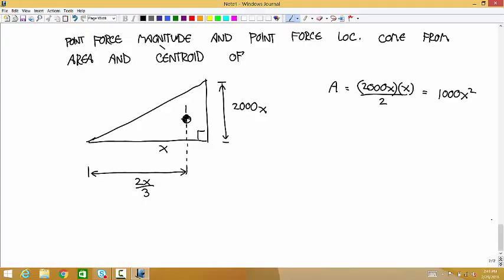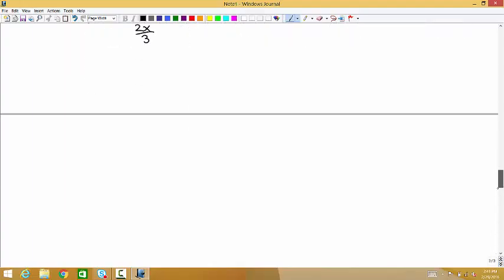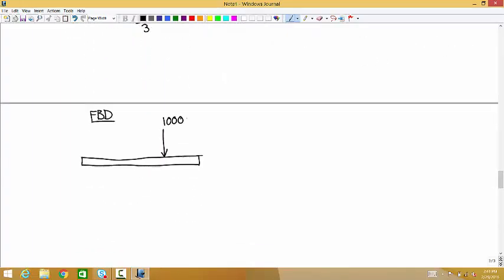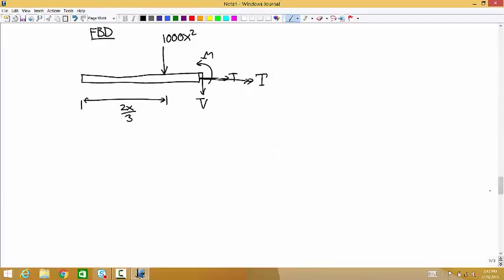Okay, so now we can redraw the free body diagram with that distributed load represented as a point force. So we have this downward force, that's this function of x, 1,000x squared. And this distance is 2x over 3. And then we have our internal loads, T, V, M, and torque.